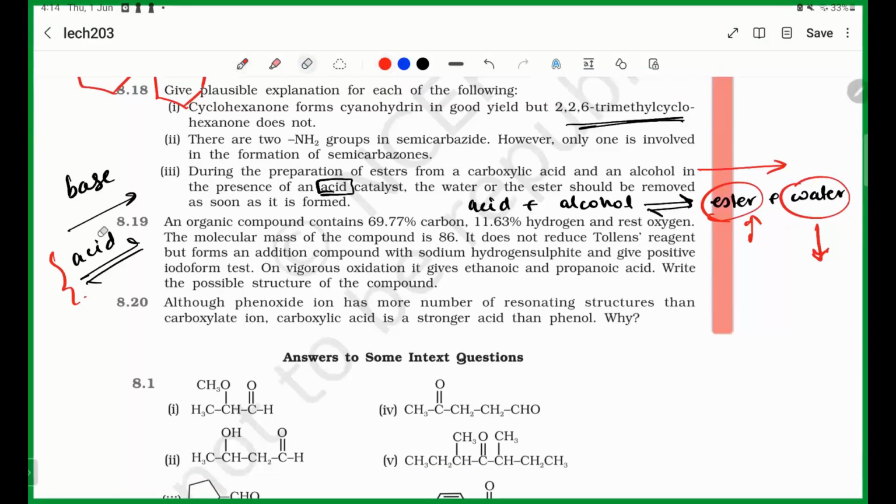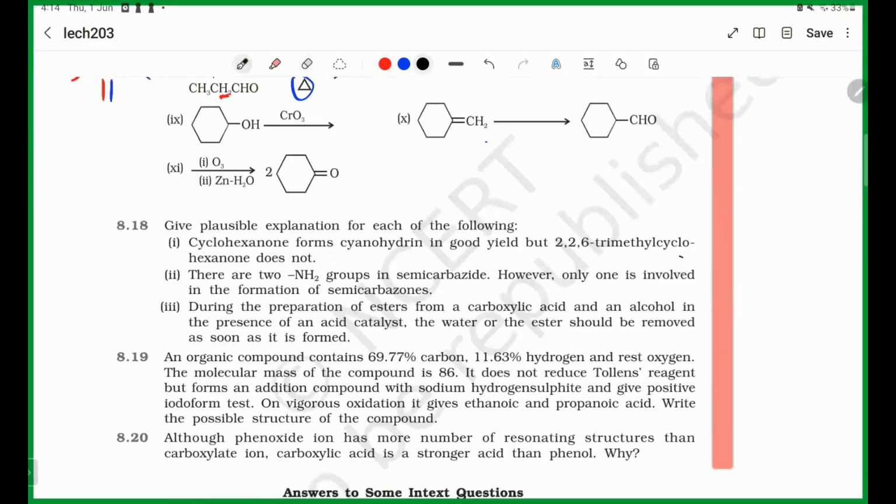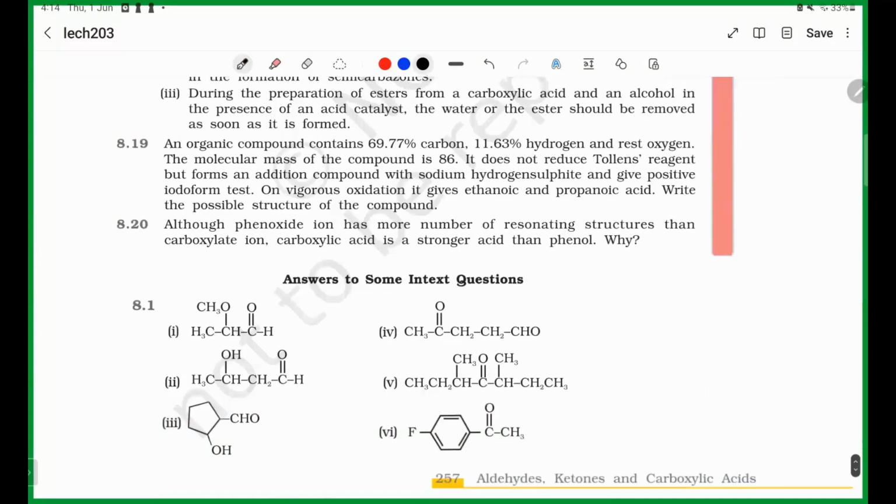Next question. An organic compound contains around 70% of carbon, 11% of hydrogen, and the rest oxygen. The molecular mass is 86 and it does not reduce Tollens' reagent, but forms an addition compound with sodium bisulfite, sodium hydrogen sulfite, and gives a positive iodoform test. On vigorous oxidation, it gives ethanoic and propanoic acid. Write the possible structure of the compound.